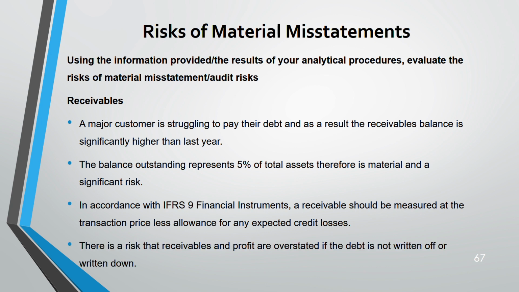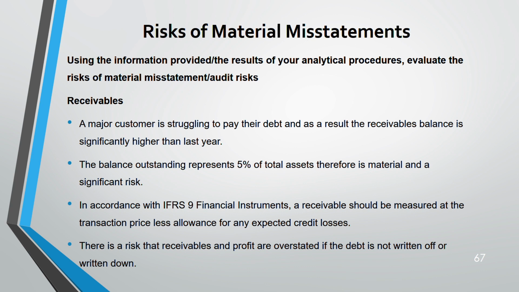And fourth, overstated or understated. So because of this risk, what happens? Receivables will be overstated. Receivables will also be overstated if the debts are not written down. This is how you answer. Exactly these 4 steps. First, identify information. Second, check whether material or not. Third, state the accounting treatment. And fourth, state whether it is overstated or understated in the financial statements.